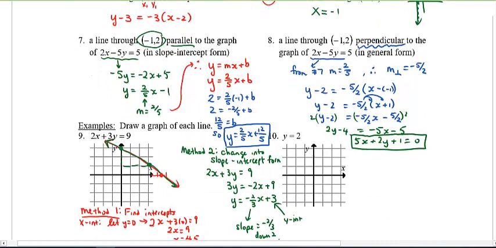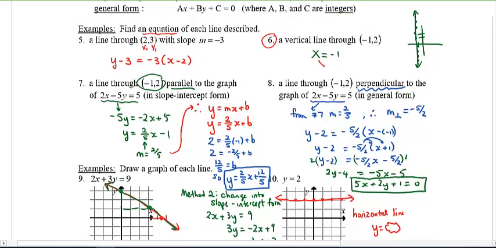y equals 2 right here, also here, also here, everywhere along here. So I hope you can just draw a nice horizontal line, and that is the graph of the line y equals 2. So a horizontal line is always y equals something, right? And notice above here, x equals 2, this is always a vertical line. So get that into your head.